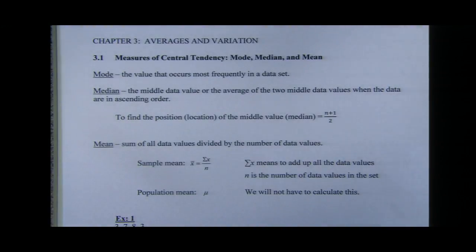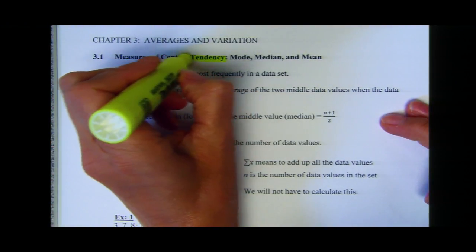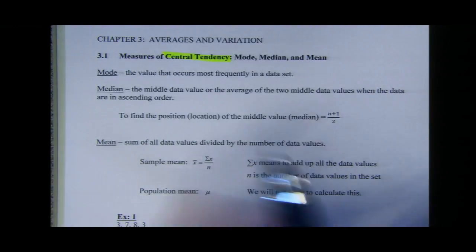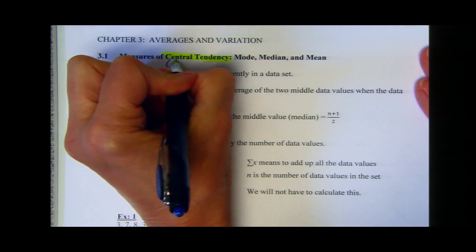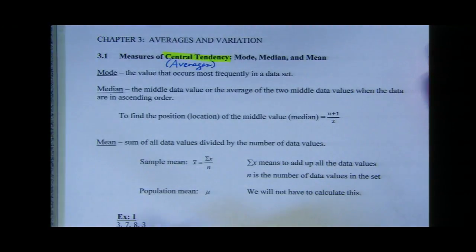In Chapter 3, we will start doing some statistical calculations. And the first thing that we are going to look at is what is called measures of central tendency. And this deals with your different types of averages. Central tendencies is the same thing as your averages. And the three we're going to look at are mode, median, and mean.